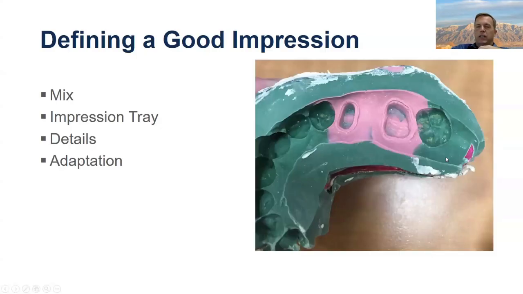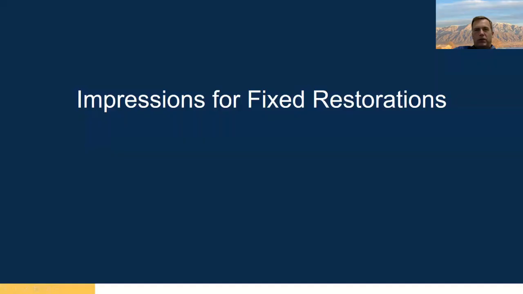We want really good adaptation between the impression and the tray so that the tray can do its job and support the impression. So again, we're not going to repeat these every time, but as we're talking about fixed, removable, implants, whatever, all of these things need to be present on every physical impression that we take. So let's start out by talking about fixed restoration, since we take more of those than anything else. We'll talk about best practices for taking the impression, and then we'll go through some troubleshooting.